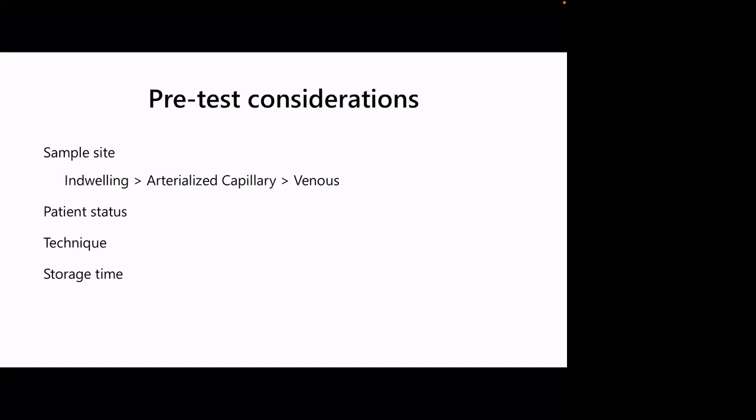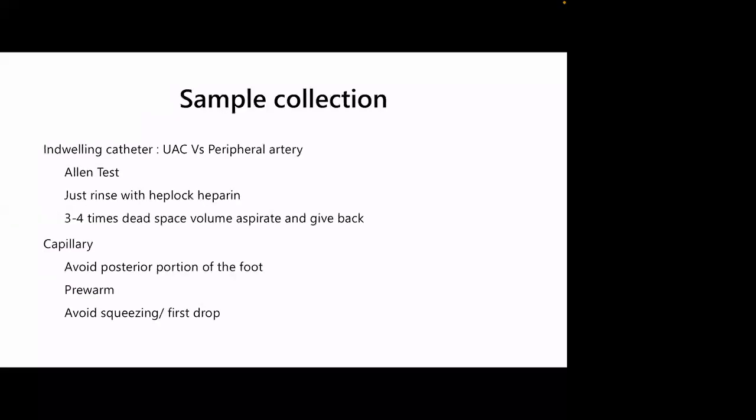The pre-test considerations include the sample site from where we are going to take the sample, then the status of the patient, whether the patient is ventilated, is having shock, or having metabolic acidosis, hypoxemia, then the technique of blood sampling, from which side and how we are taking, whether it's in the syringe or in the capillary, then the storage time. These are the main pre-test considerations. So we'll see how the sample collection goes.